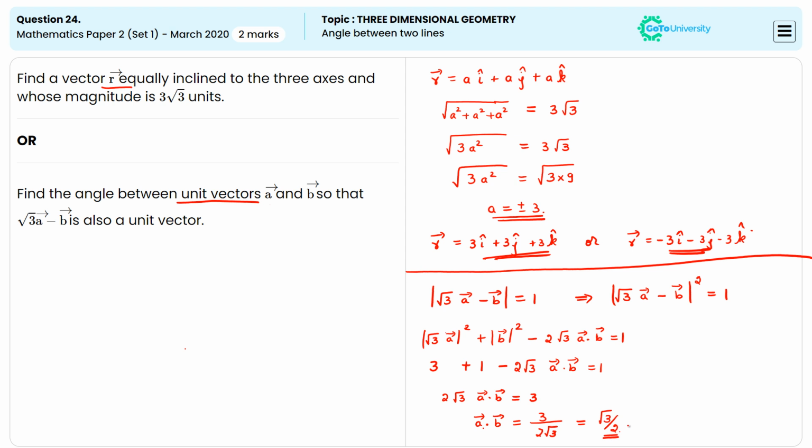Now we know that a dot b equals root 3 by 2, and a dot b is given by magnitude of a, magnitude of b cos theta. Since we know that both the magnitudes are equal to 1, so I can say cos theta is equals to root 3 by 2. With this, I can find out the angle between them. Theta is equals to pi by 6, which is our final answer.